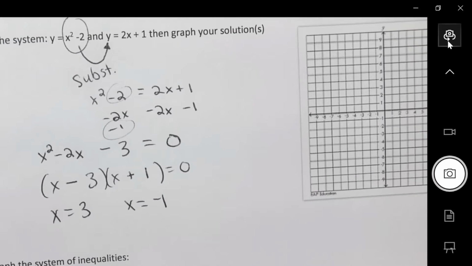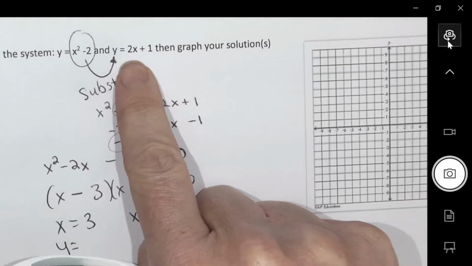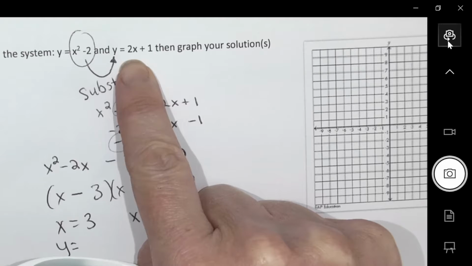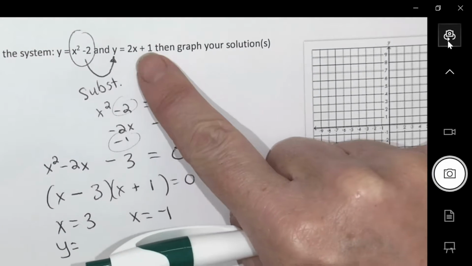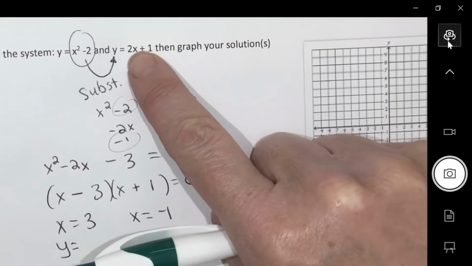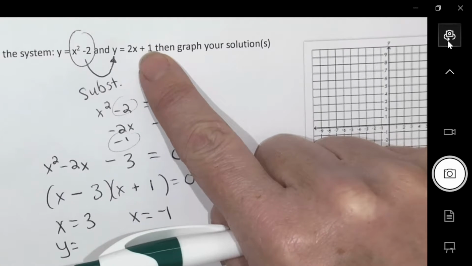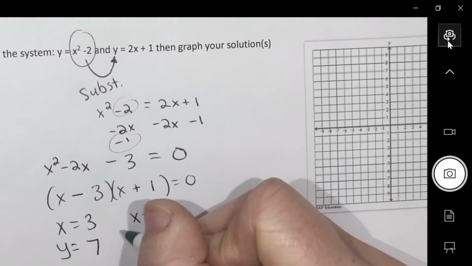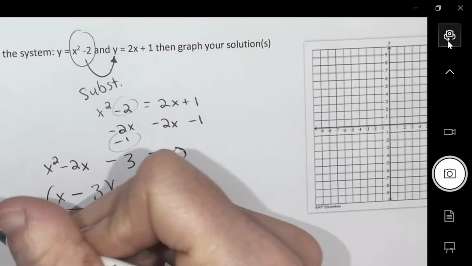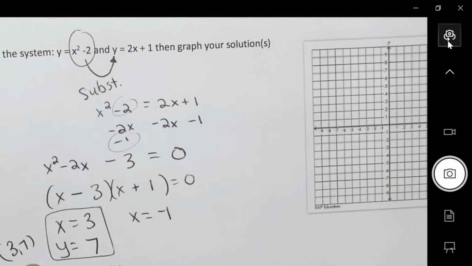So if x equals 3, what is y going to be? Can you tell me by plugging it into either one, whichever math looks better to you? I'm going to go with this one. What's 2 times 3? Plus 1. 7. Or you can write it like that, right? A coordinate, (3, 7).